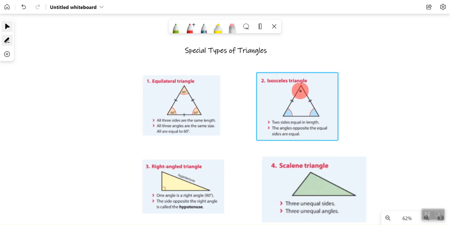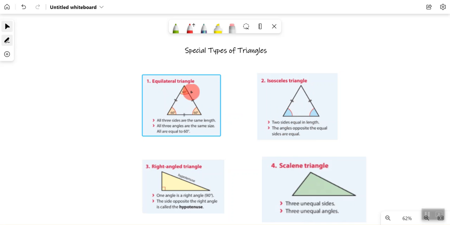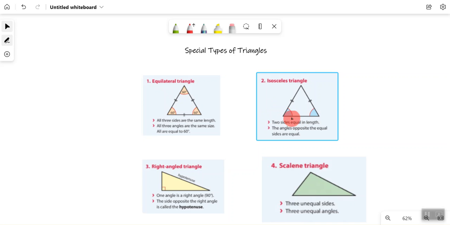This angle up here will be different from these two angles here. That's what distinguishes it from an equilateral triangle. And also the base is not the same size as the sides. So that's what's known as an isosceles triangle. Again, you need to learn it, you need to be able to identify it, and you need to know the characteristics of it. This side and this side are equal to each other, and the angles opposite are equal to each other as well.